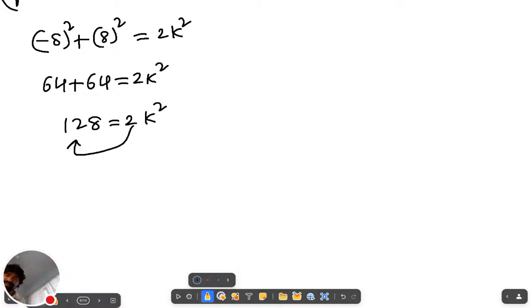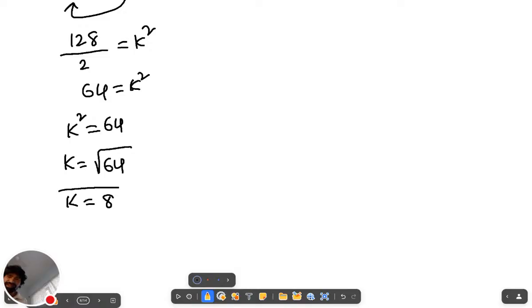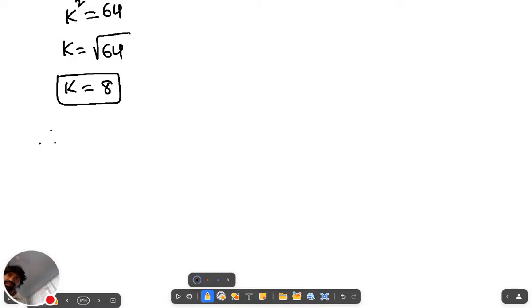Now bring that to the left side. 128 divided by 2 is equal to k square. Half of 128 is 64, so 64 equals k square. Again, we can write it as k square equals 64. Now k equals the square root of 64, so the k value will be plus 8. As k is the length of this side, we can't take minus 8. So k is the length of each side of the square. Therefore, the length of each side of the square is equal to 8 units.